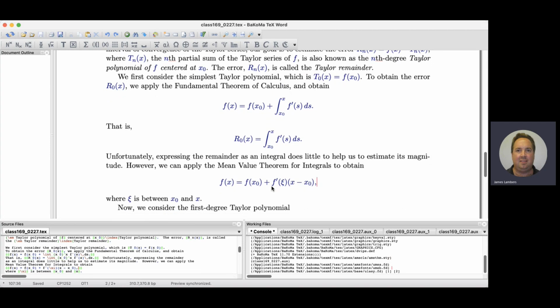So what it says is the error in approximating f of x by f of x naught is given by the distance between x and x naught, or this displacement, if you will, times the derivative at some point in between. So if you have an idea of how large this can get, then you can come up with an upper bound for this Taylor remainder.